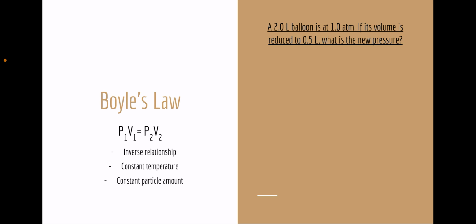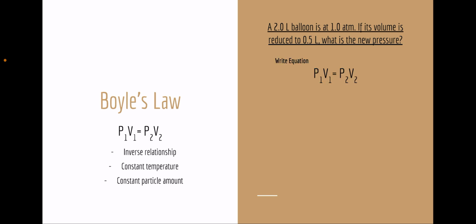How can this be applied? To the right is an example. A 2-liter balloon is at 1 atmospheric pressure. If its volume is reduced to 0.5 liters, what is the new pressure? The key to solving something like this is first identifying what is given and what is needed. We are given the initial pressure, the initial volume, and the final volume, but we need the final pressure, which is not given.